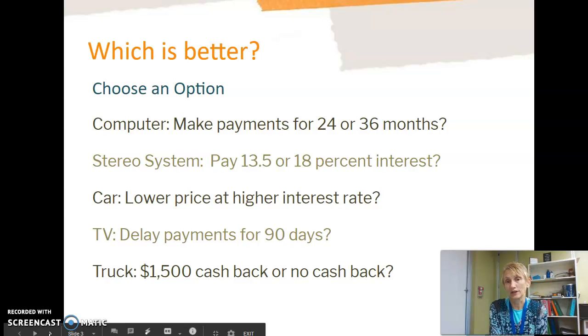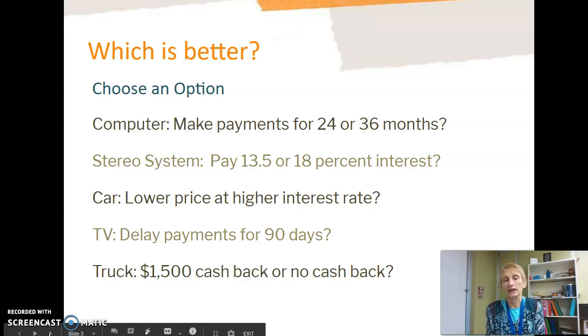13.5 or 18% interest. Hopefully we all know that the lower interest would be the better deal if everything else is held equal. So a car, do you take a lower price but a little bit higher interest rate, or just pay a higher price? Well, it's going to depend on how long you're going to keep that money and how much higher that interest rate is. So you really need to weigh those options specifically. There's no one completely right answer there.